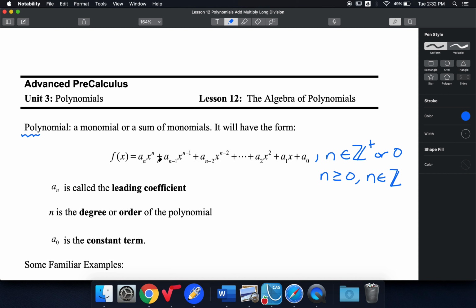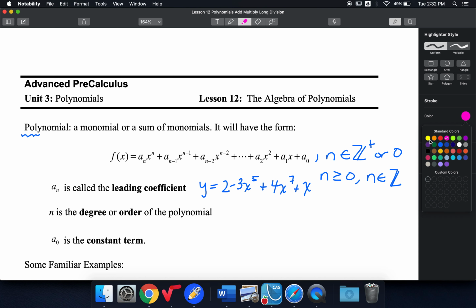So even if this is out of order, for example, if I had y equals 2 minus 3x to the 5th plus 4x to the 7th plus x, in this situation my leading coefficient is going to be the 4, because it is the coefficient of the highest power. So in this example of a polynomial, 4 is the leading coefficient.